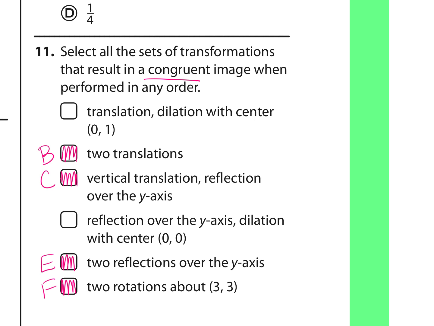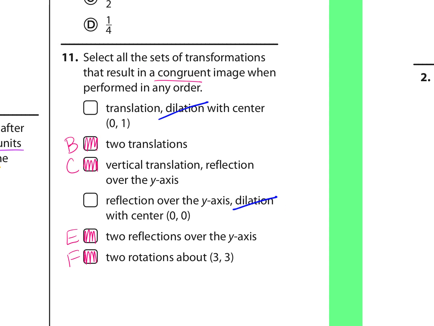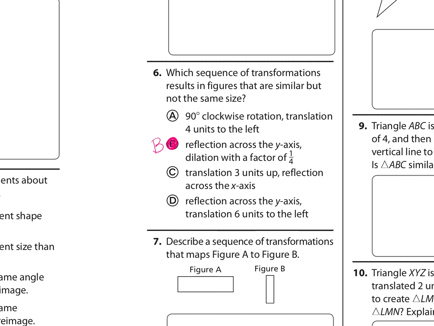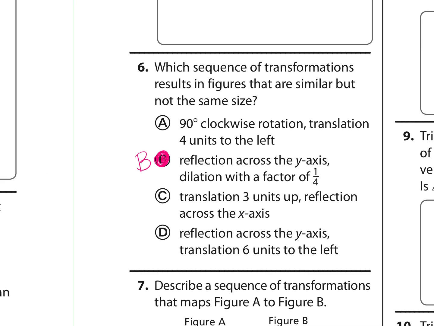Number 11, select all sets of transformations that result in a congruent image. If it's congruent, it cannot have a dilation. So we cross off the dilation on the first choice, cross out the dilation on the fourth choice. Everything else is going to be the same size, same shape. Dilation doesn't change the shape, but it does change the size. G4, our last question here. Which sequence results in figures that are similar but not the same size? Once again, that means there's a dilation. And the only one that has a dilation is choice B.